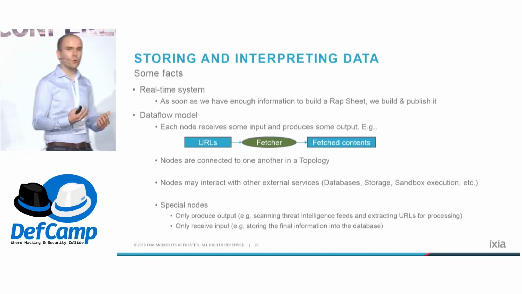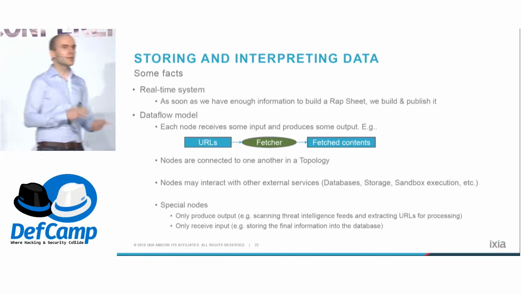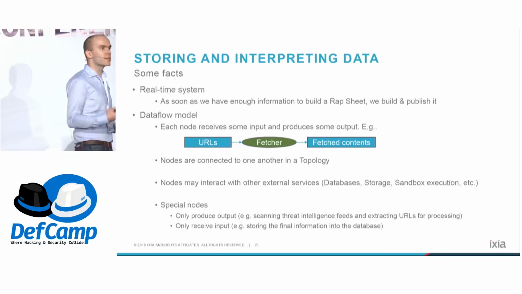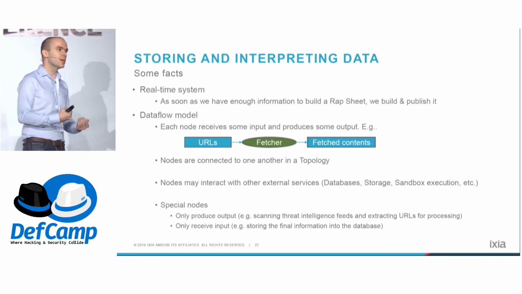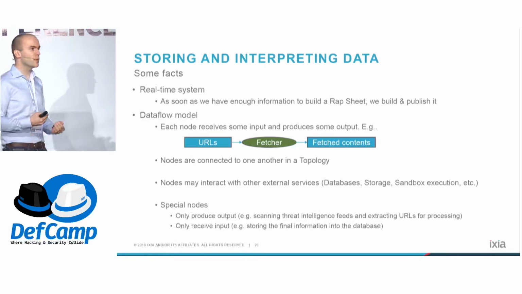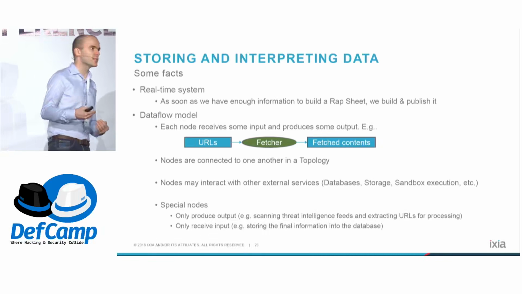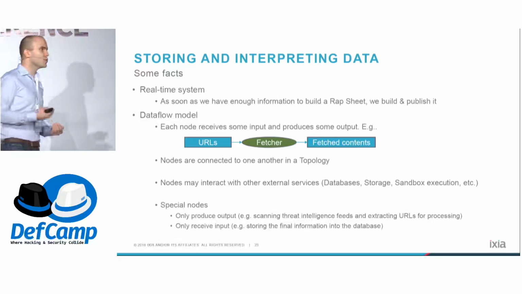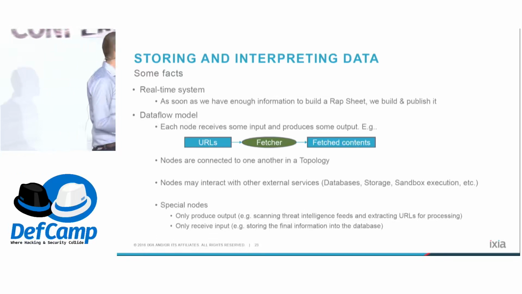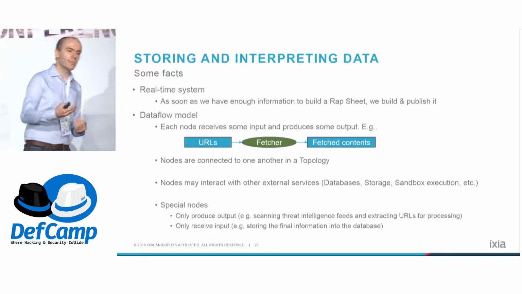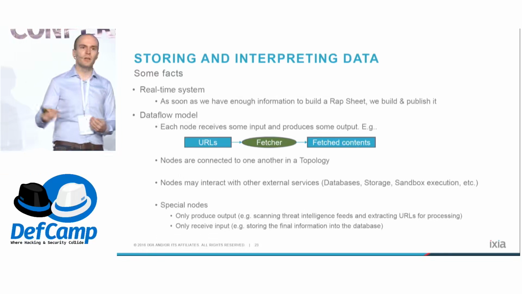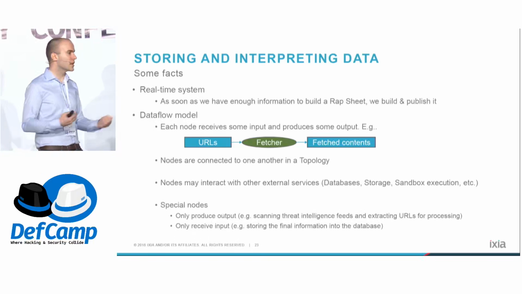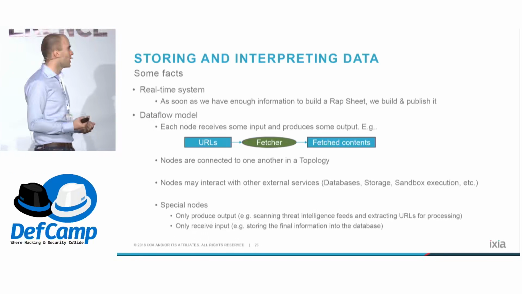The nodes can also interact with external services like databases, storage systems, sandbox execution. For example, we have something called the sandbox analysis component, which, based on information about the binary, will choose which VM in the sandbox to submit it to. So for example, if the file is an Android APK, it will choose a VM for Android. Or if we've determined via static analysis that it's using some specific Windows functions, we will submit it to a VM running Windows at the specific version required for those functions.